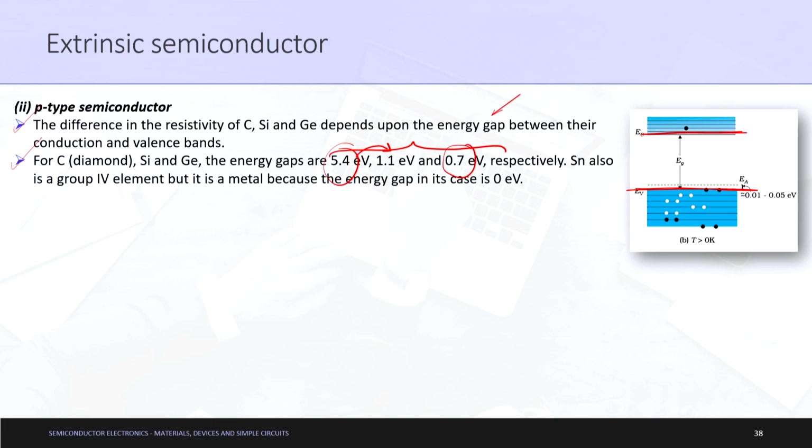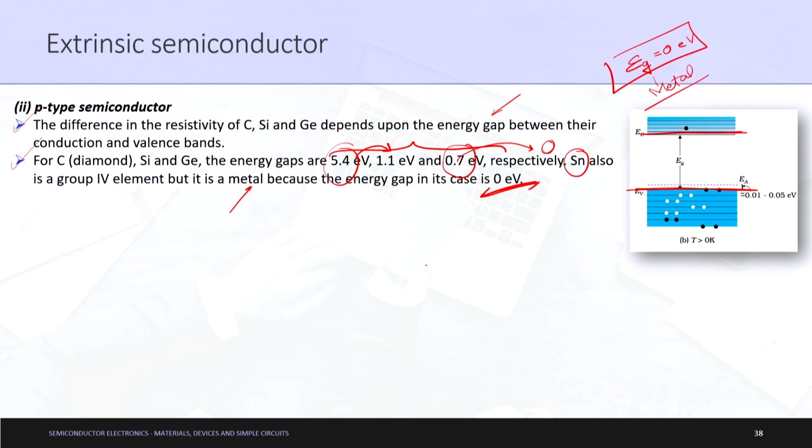Okay. So, Sn is the next element in the same group. Sn is also a group four element, but it is a metal. Why is it a metal? Because the energy gap is 0 electron volts. It reduces to such a small extent that the energy gap becomes equal to 0 electron volts, and because of that it is said to be a metal and not a semiconductor. We also devised all these concepts when we were understanding the classification between metals, semiconductors and insulators.